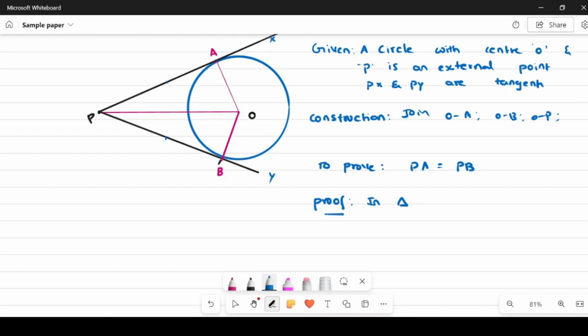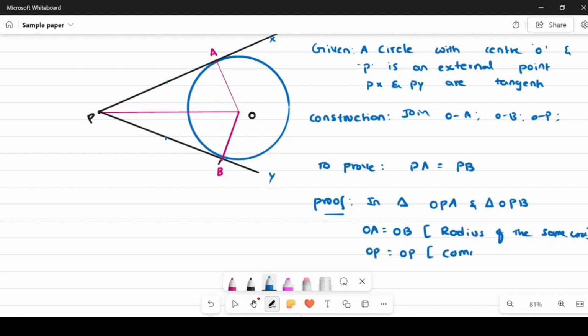In triangle OPA and triangle OPB, we have OA and OB are equal. What is the reason for OA and OB being equal? These are radii of the same circle. Radii of the same circle are equal. Then we have OP common in both. OP is equal to OP, which is common.